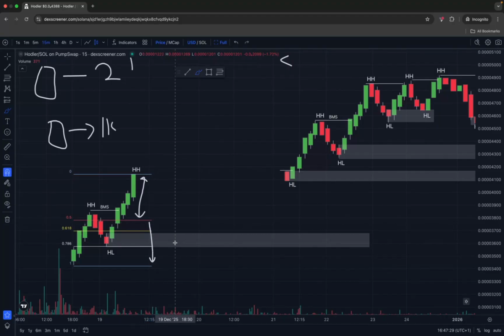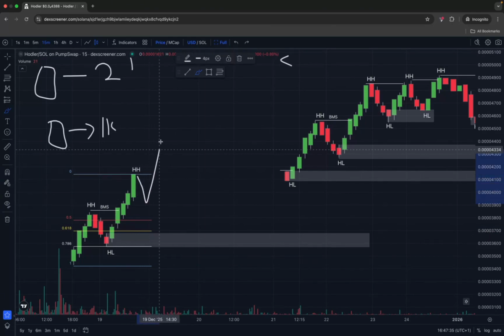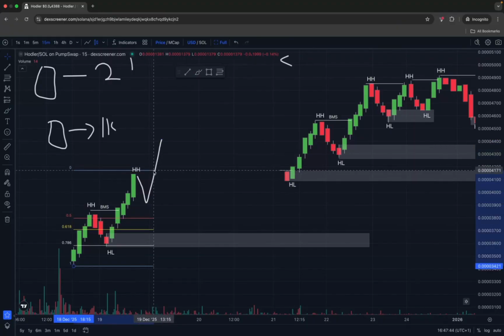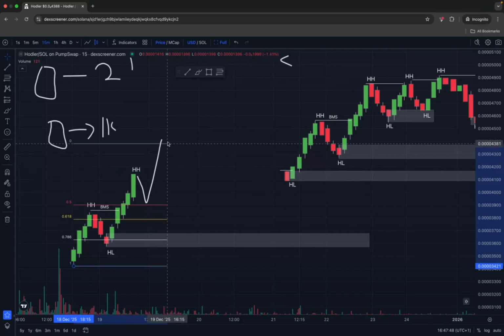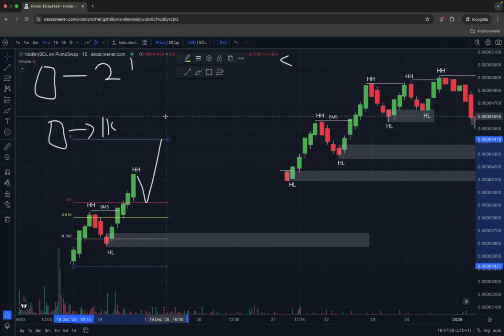Now, even though that is the place for you to buy, price might just come like this and continue to the upside, not even coming below here. So if price does that, we have to readjust. This is 0. Just move only this 0. Don't drag everything. Just tap this 0 here. You have to adjust it to wherever price is. You see that your 0.5 has moved upward again.